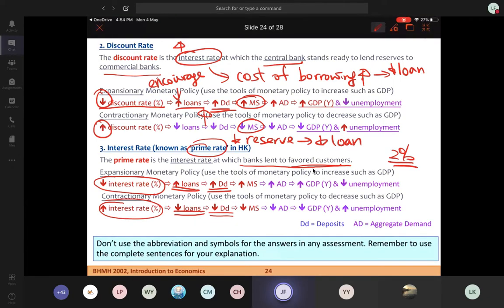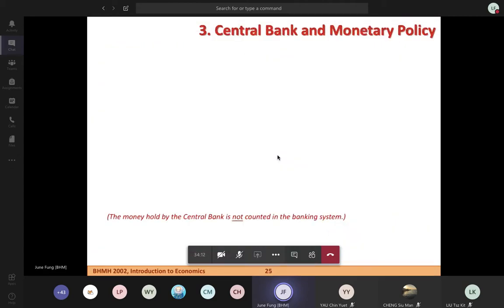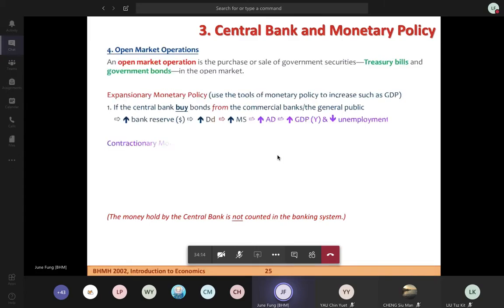Okay, so both of them are interest rate, but just involve different parties. 只不過講緊係由邊個收邊一個嘅 interest rate，係由 central bank 收 commercial bank 㗎，定係 commercial bank 收佢嘅 customer 咧？呢個就係 number 3個 interest rate 嘅意思啦。Okay, and then the last one, the fourth one is open market operation.